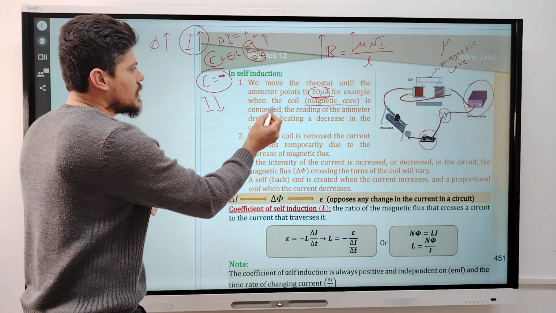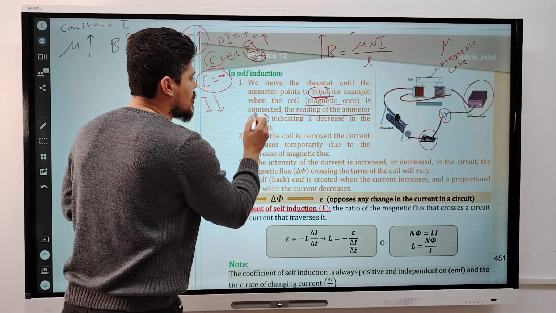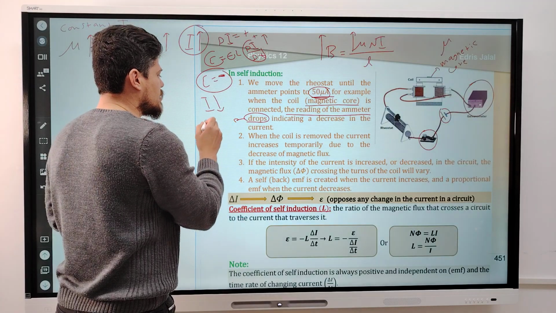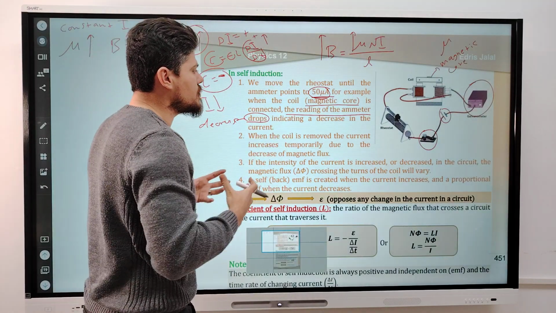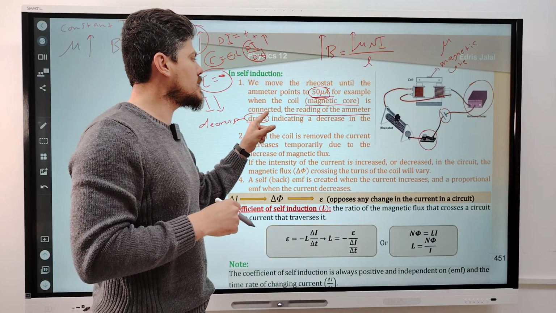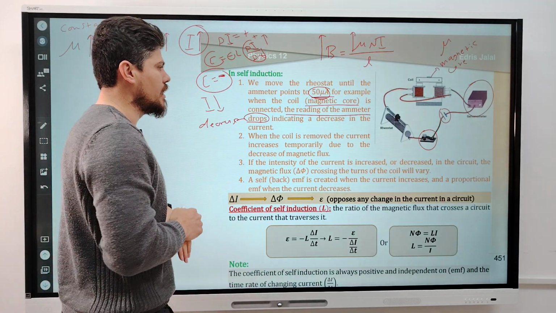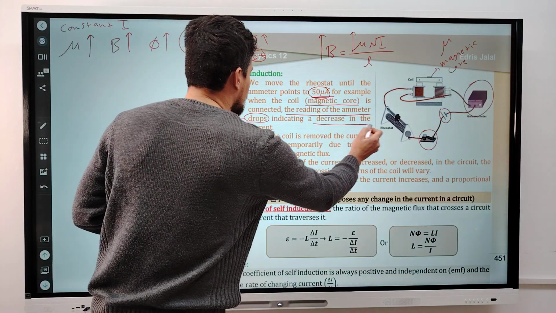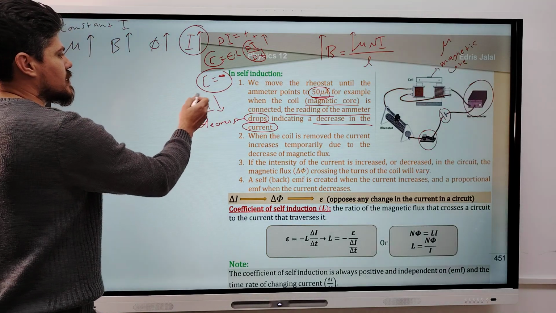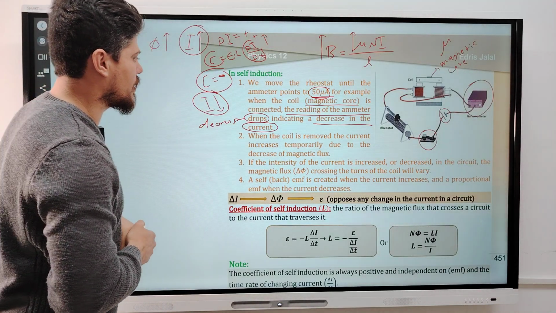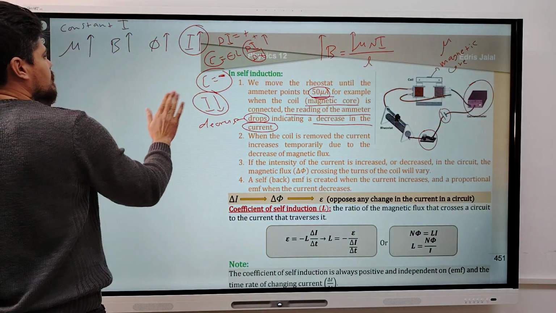Okay, so look, when we are connecting the magnetic core, the reading of the ammeter drops. What do you mean by drops? It means that it decreases. Okay, so when does the reading of the ammeter drop? In the case of connecting the magnetic core. Okay, indicating a decrease in what? Decrease in the circuit, current in the circuit.